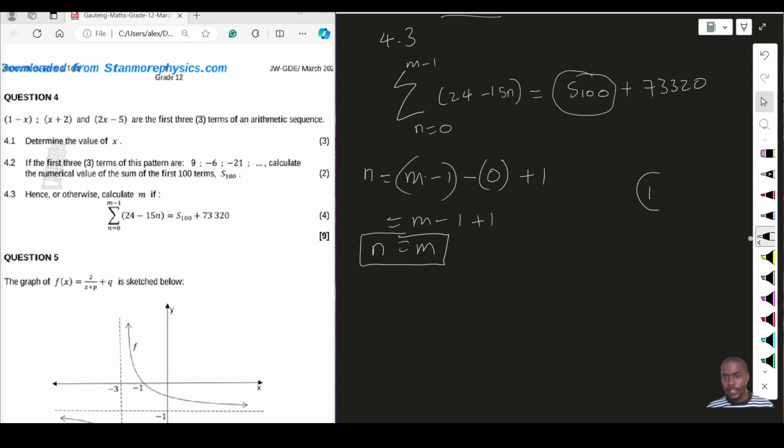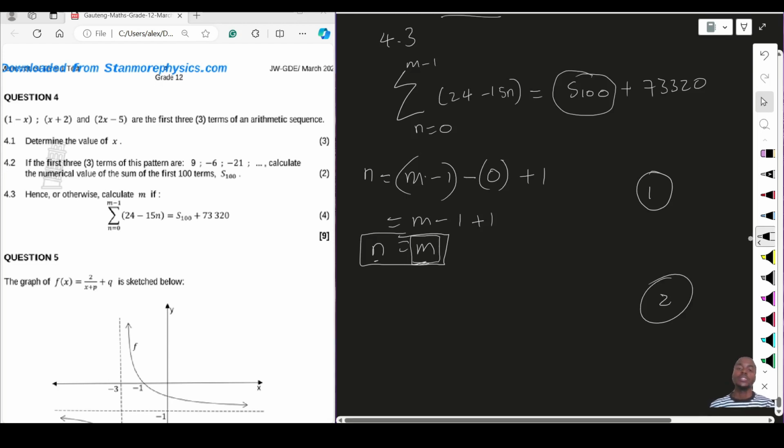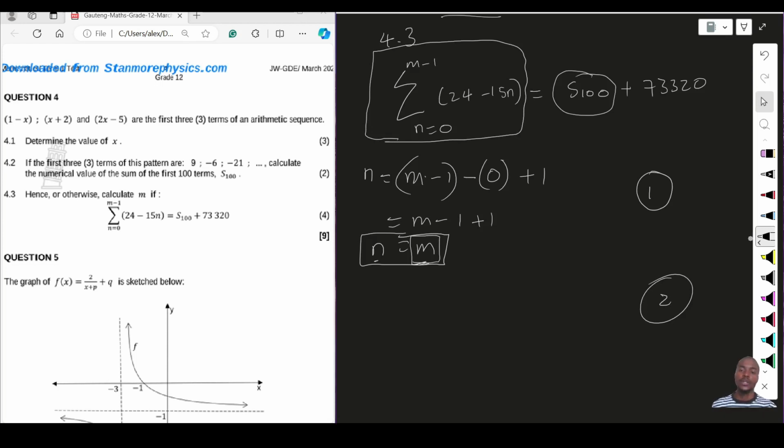This is the first thing to take into consideration. So the last number of the series is m. So where I see n, I can put m. So very important. Rewind if you did not get this one. Then secondly, we must now take this and break it and expand it into a series.